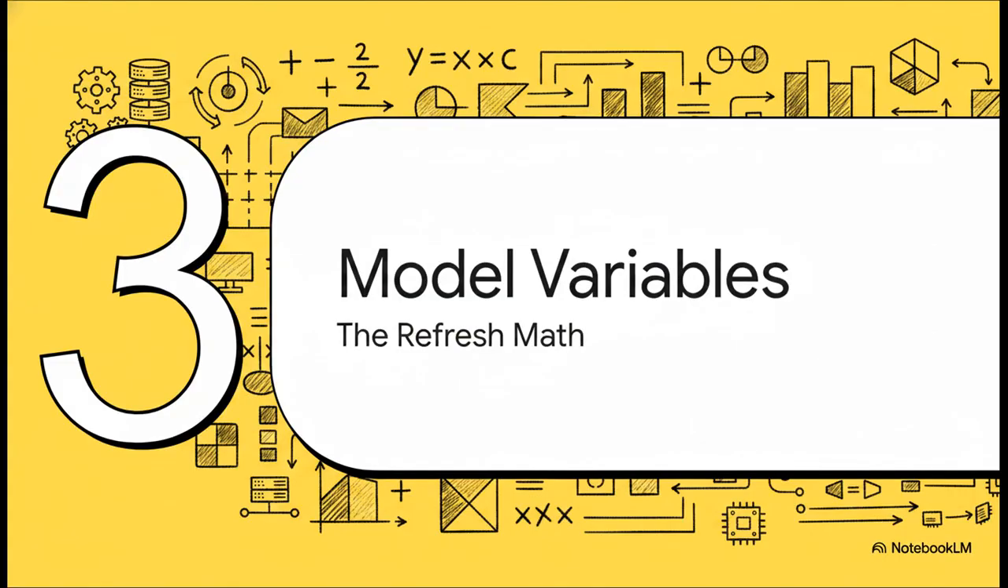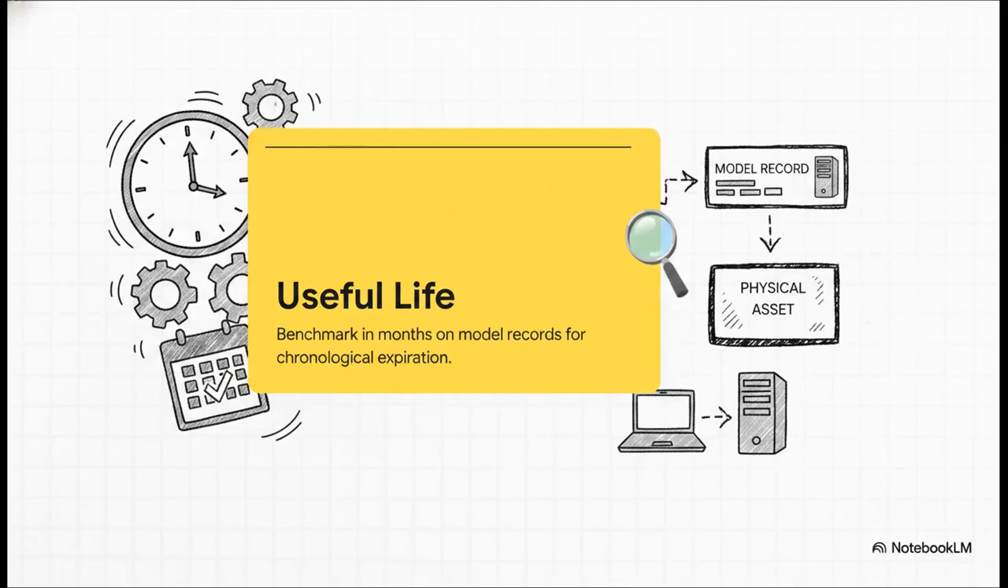All right, part three, model variables and calculations. So what exactly is that script include looking for when it evaluates your hardware? Well, it primarily relies on the useful life field. This is basically a benchmark measured in months. But importantly, this field lives on the overarching hardware product model record, not the individual physical asset itself. This means your asset's eligibility for refresh is entirely dictated by how you've set up the useful life for that specific model category.